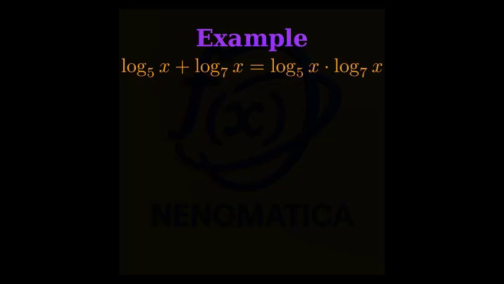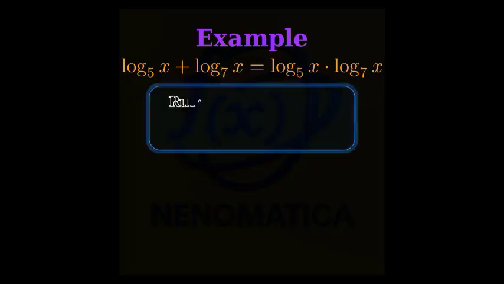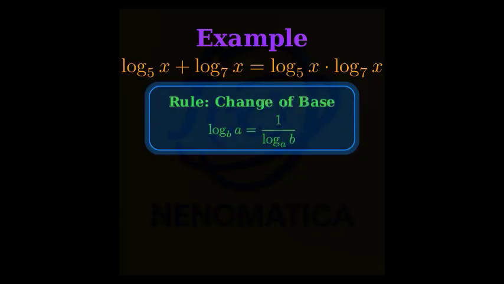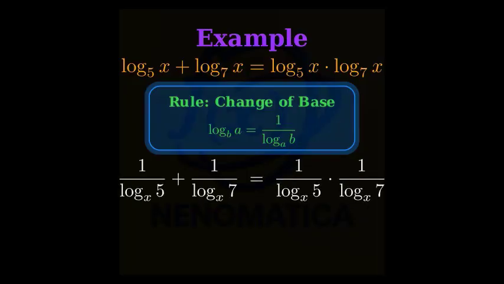In this example, we will solve a logarithmic equation step by step following a precise sequence of rules. The problem is log base 5 of x plus log base 7 of x equals log base 5 of x times log base 7 of x. Step 1. Apply the change of base formula. We convert each logarithm to base x using the identity log base b of a equals 1 over log base a of b. Substituting gives 1 over log base x of 5 plus 1 over log base x of 7 equals 1 over log base x of 5 times 1 over log base x of 7.